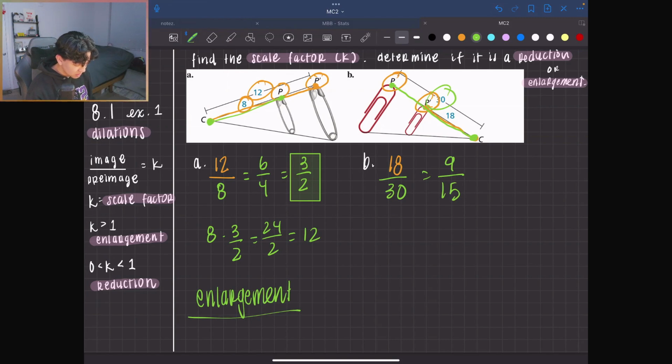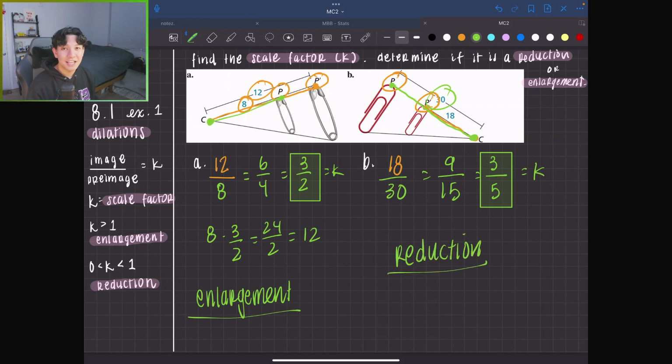9 and 15 are also both divisible by 3. So 9 divided by 3 is 3, and 15 divided by 3 is 5. So over here, our scale factor, K, is going to be 3/5. 3/5 is a value between 0 and 1. Therefore, this is going to be a reduction. And that's how you find the scale factor and determine if something is an enlargement or a reduction.